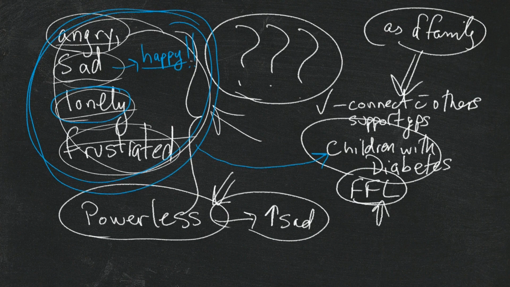Seeing others who have it and watching others taking care of themselves, their anger goes away and they become less angry. They don't feel so lonely. They see others. And it's easier to take some of the frustrations that come along with managing your diabetes when you find out that others are going through the same thing.